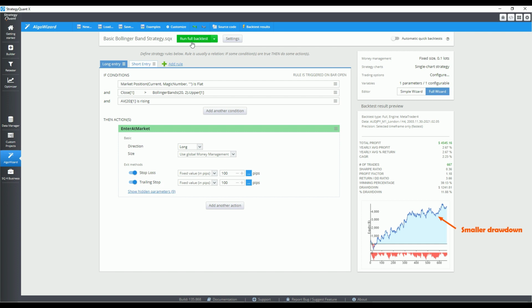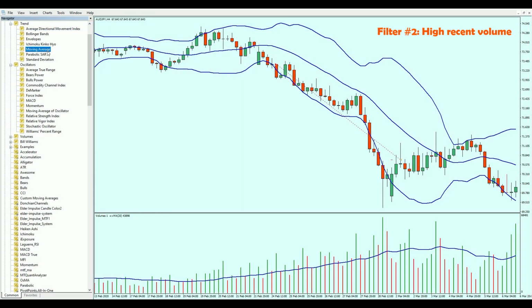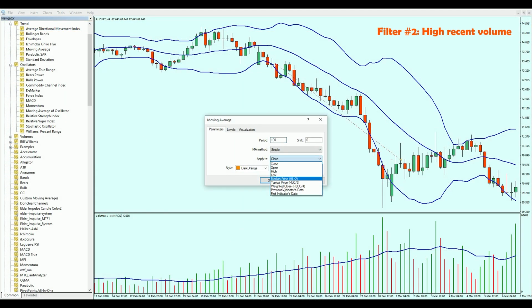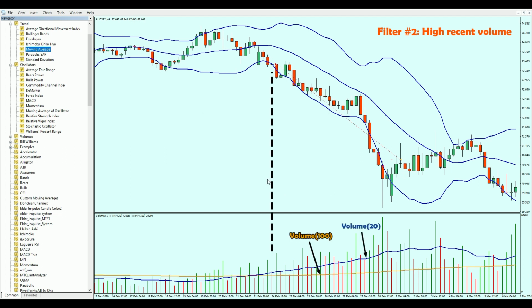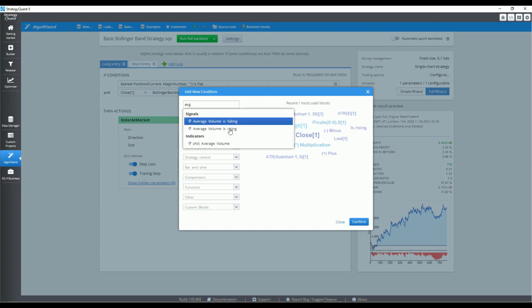Remember I mentioned using volume in a relative sense? Now let's try a high recent volume filter, whereby trades will only be taken if the 20-period average volume exceeds the 100-period average volume. Like the rising volume filter above, this indicates increasing participation in the market. Now let's program it in and backtest.